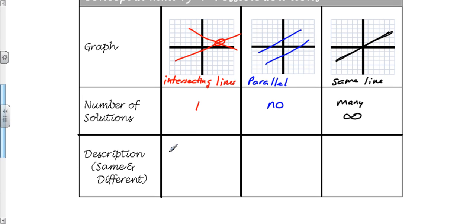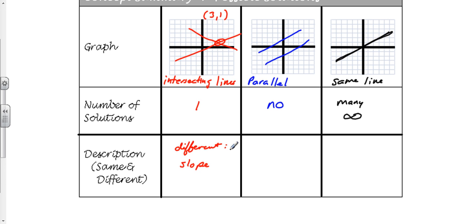The description, same and different. Well, if you're looking at slopes, they have different slopes. So two lines that intersect have different slopes. And that allows you to know that they're going to intersect. And by the way, this point of intersection would be 1, 2, 3, up 1. So we would say over 3, up 1 is the solution to that system.